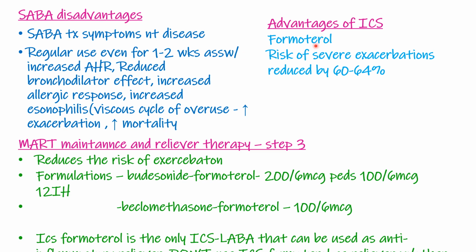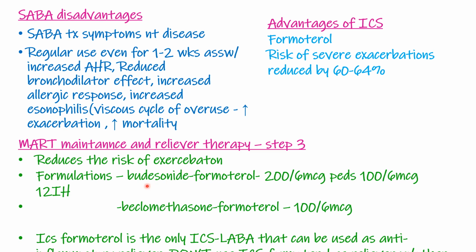So what are the advantages of ICS-formoterol? It reduces the risk of severe exacerbation by 60 to 64%, as you mentioned in the previous slide. And as you mentioned in the previous slide also, there is maintenance and reliever therapy in step 3 to step 5. The importance of this is you use the same drug for relieving symptoms, and you also use the same drug for maintenance, that is every day.